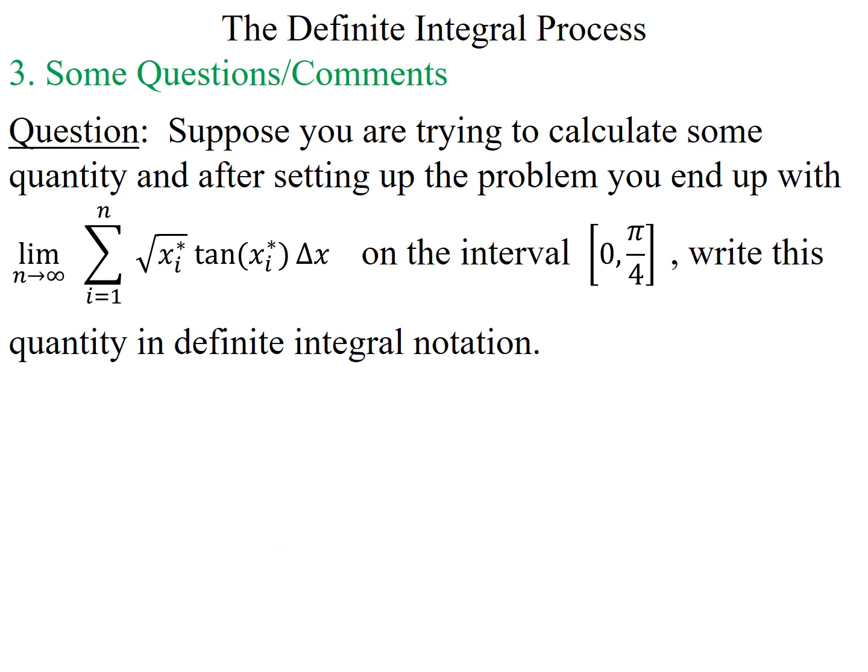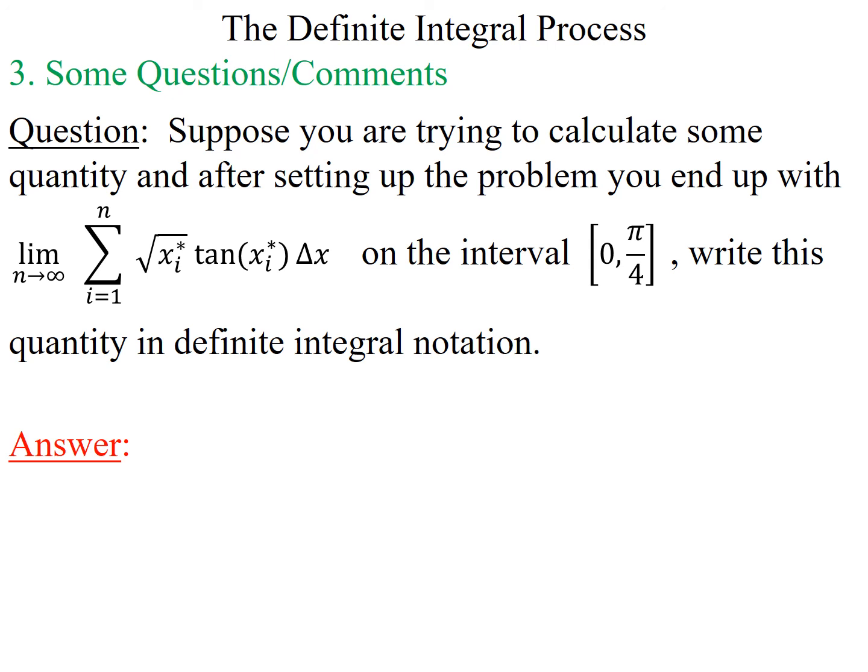Okay, so the next question is, suppose you're trying to calculate some quantity, and you're setting up the problem, and you end up with this limit of a Riemann sum. Take a look at this. It's a limit of a Riemann sum. There's a Riemann sum there. And then they give you the interval. And the question is to write this as a definite integral. So we learned about limits of Riemann sums, and you can write that with the definite integral notation that we talked about at the beginning of the video.